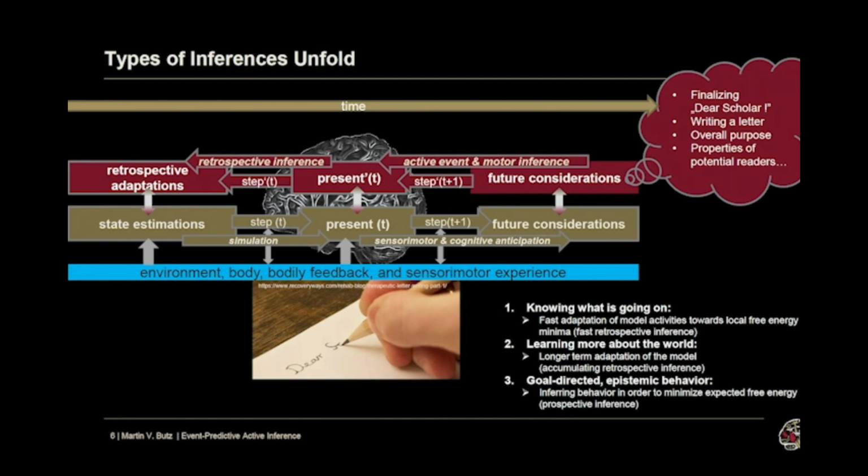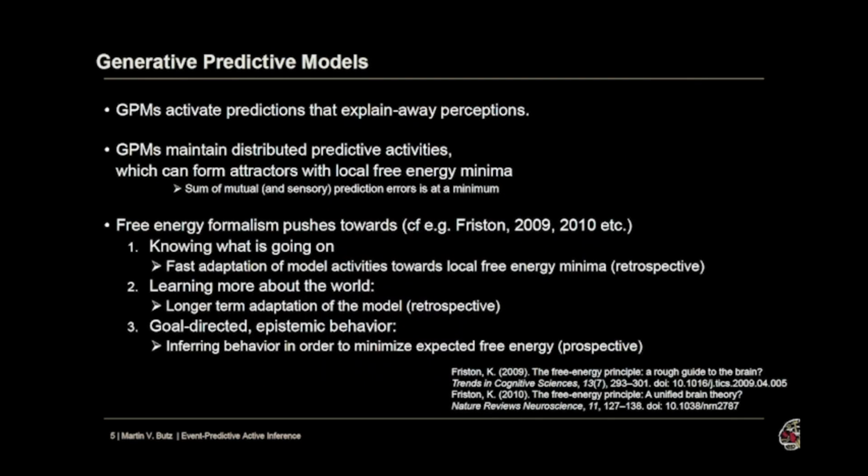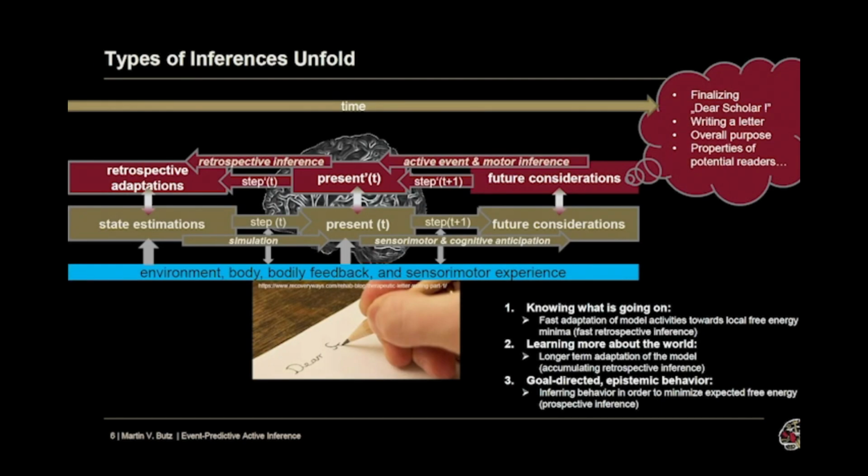To boil down the point again, let me use this illustration here. We have essentially these three types of inferences that are unfolding, these three types of free energy inference mechanisms. And the first one: if we are in this situation and we are in the present, our brain is in this predictive state of mind, being essentially, for example, when you take this image, ready or busy writing a letter, just starting with "Dear Scholar," for example, or maybe something else will be written here.